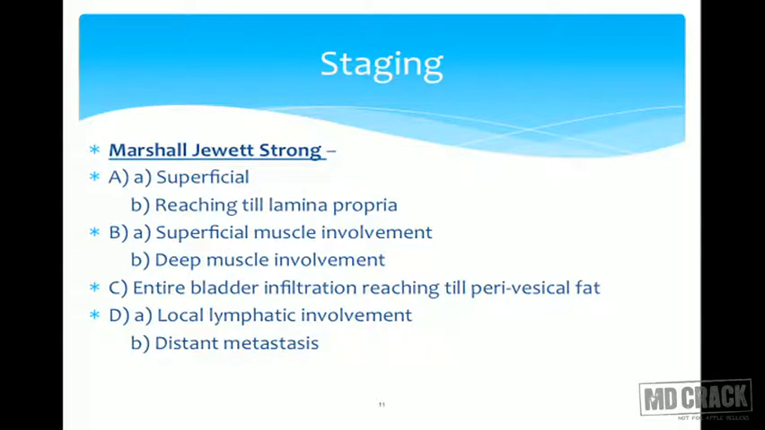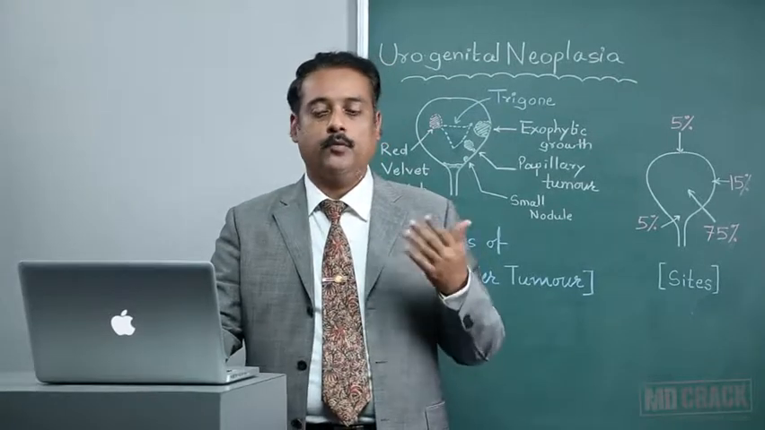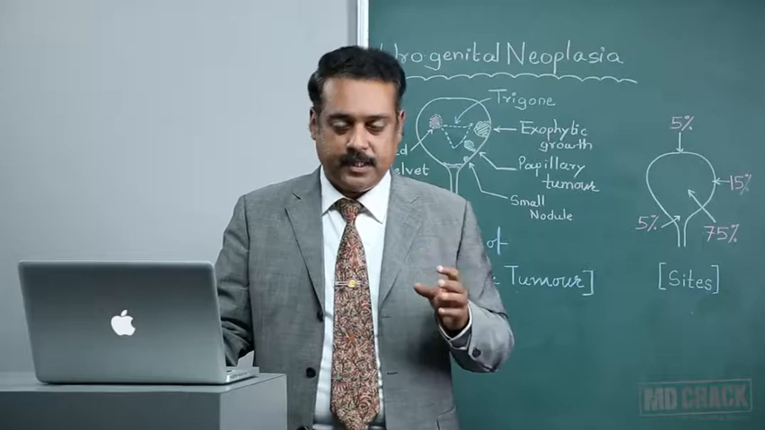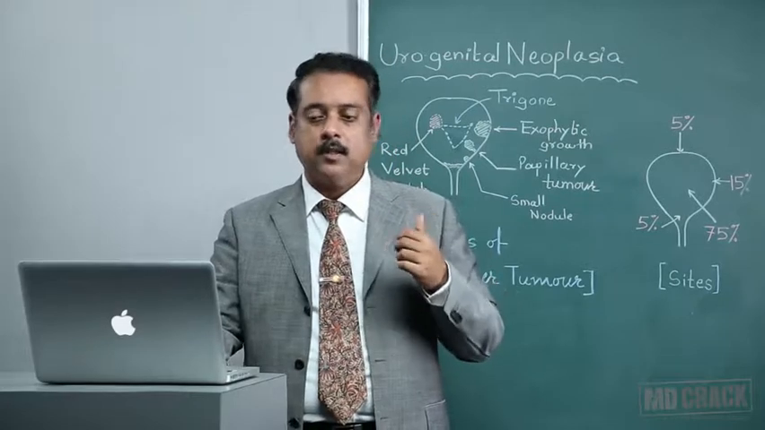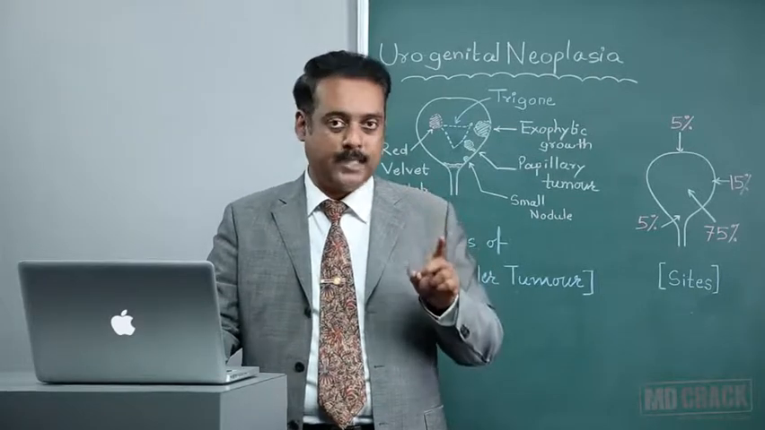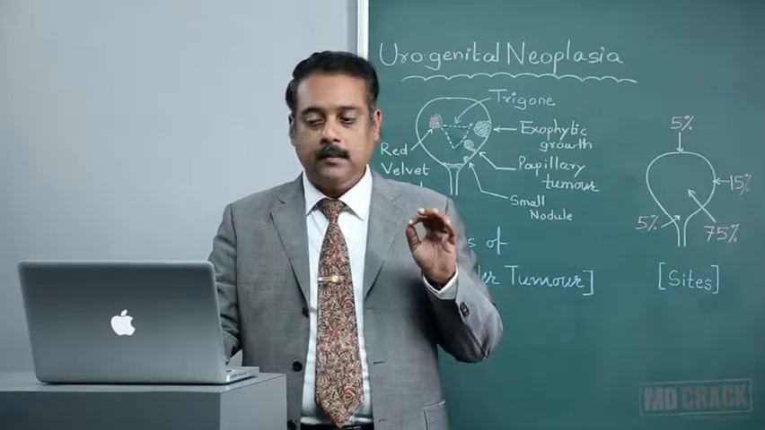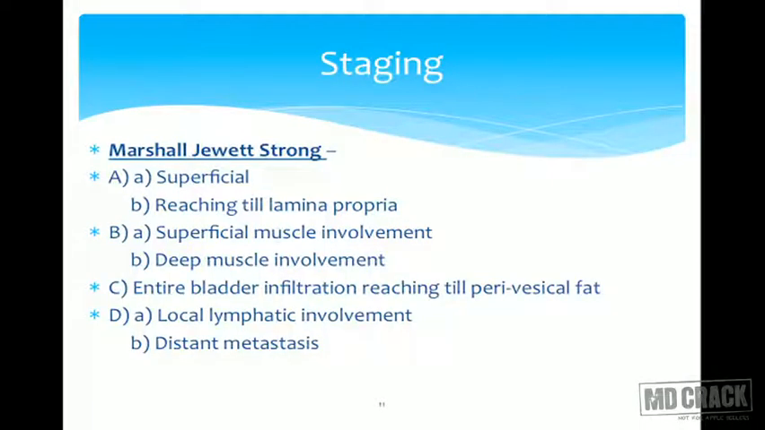Now to stage the disease, we have Marshall, Jewett and Strong's classification, which classifies the tumor into 4 main categories. Stage A is subdivided into 2 types, superficial versus reaching till lamina propria. Superficial means carcinoma in situ. B is again in 2 types, superficial muscle involvement against deep muscle involvement. C is entire bladder infiltration reaching till the perivesical fat. And lastly D, local lymphatic involvement against distant metastasis.